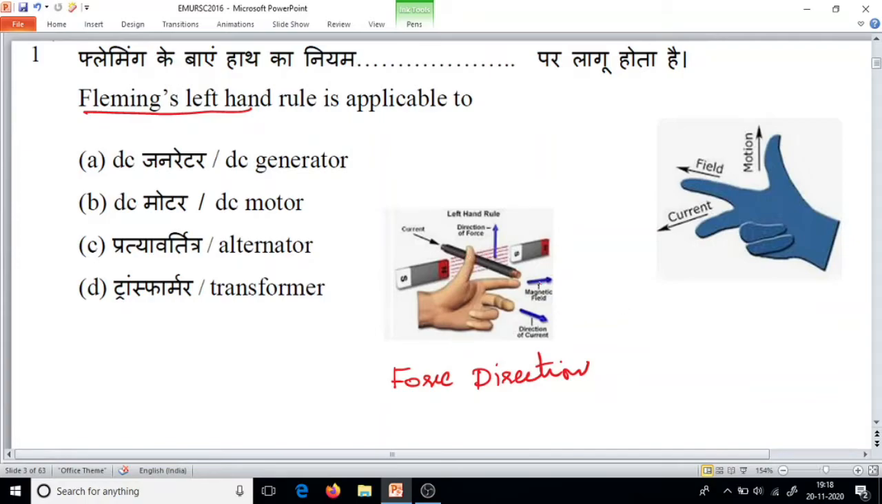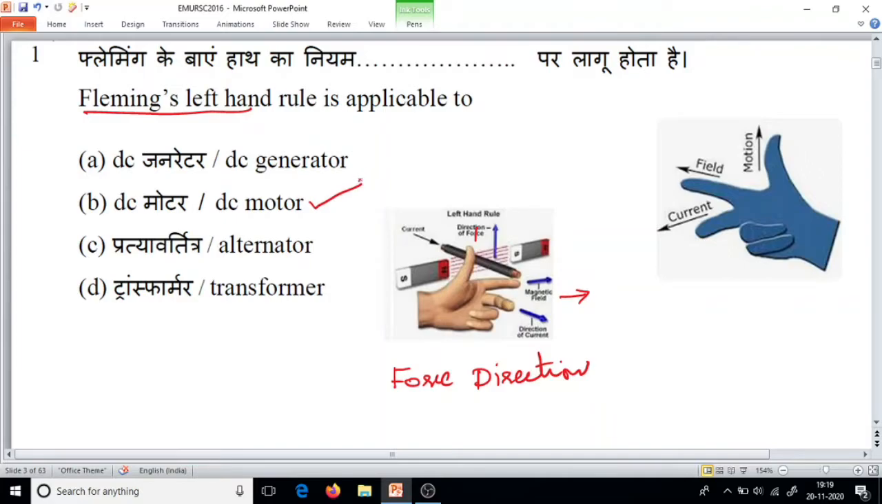Here the thumb shows the force direction, the first finger shows the direction of the magnetic field, and the second finger shows the direction of current. So Fleming's left-hand rule is used to find the direction of force. This is used in a DC motor.